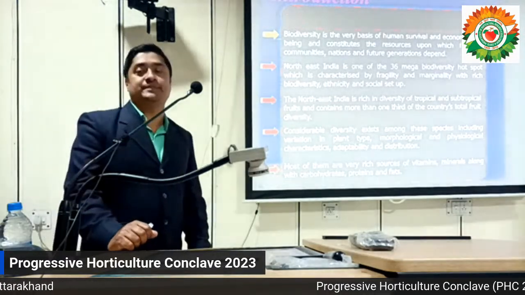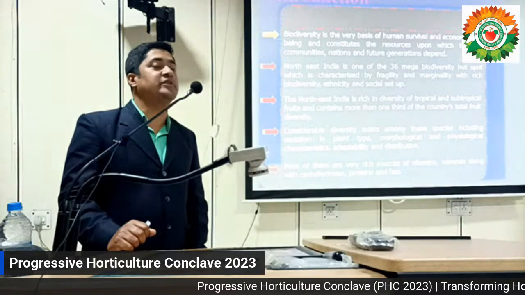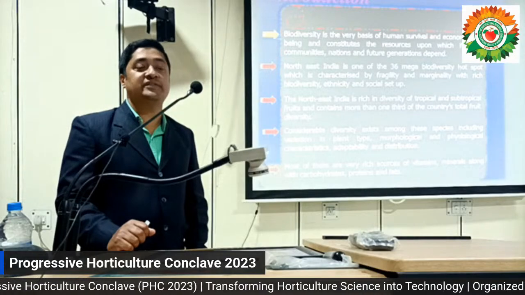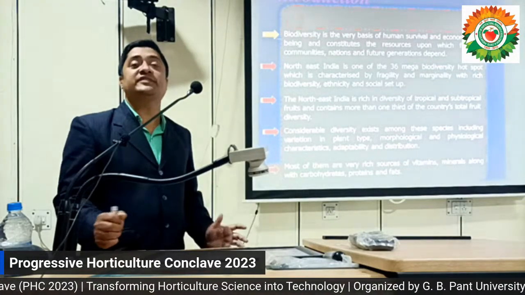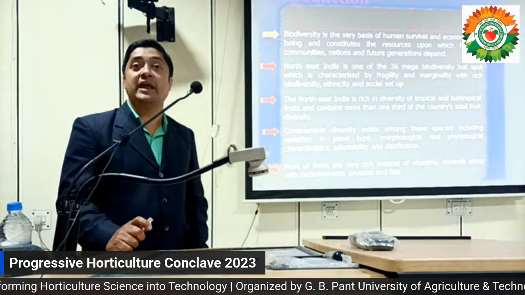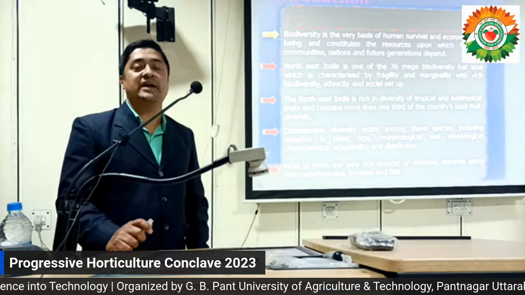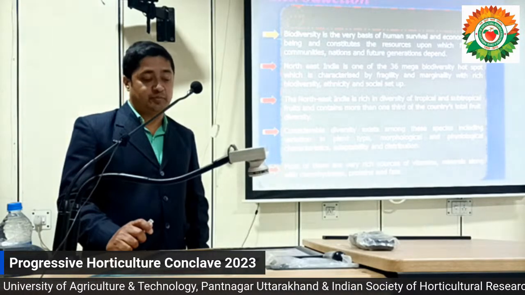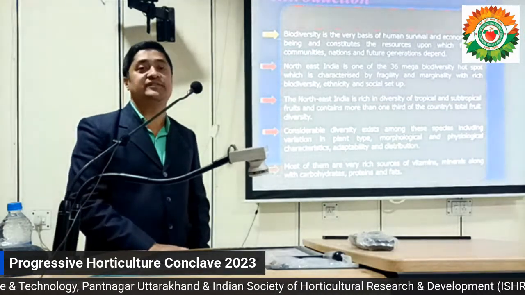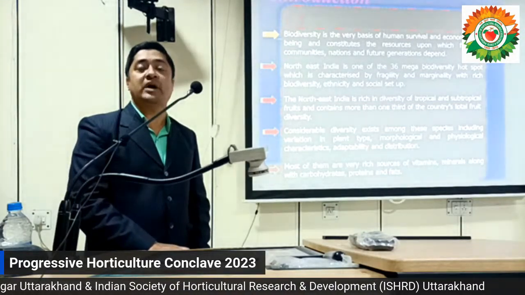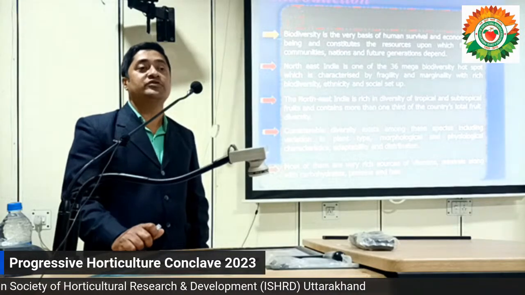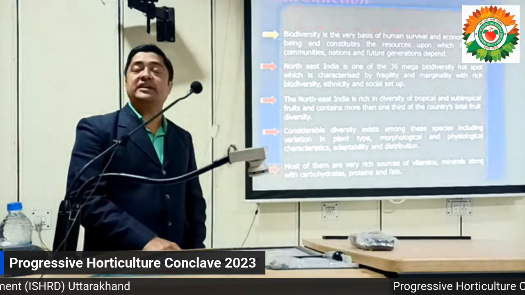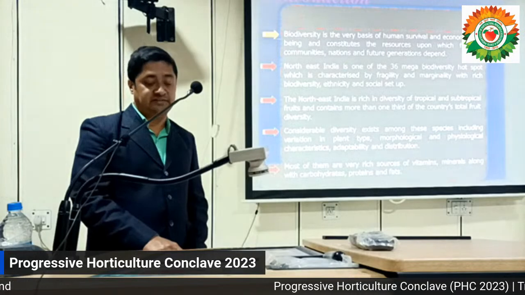This region has different climates: in Arunachal Pradesh, a temperate climate; in Mizoram, subtropical; and in Assam, in some parts, tropical. Because of this variation in climatic conditions, a good number of tropical, temperate, and subtropical fruits and vegetables exist in this region. Among the biodiversity of horticultural crops here, considerable diversity exists in morphology, physiological characteristics, adaptability, as well as distribution.